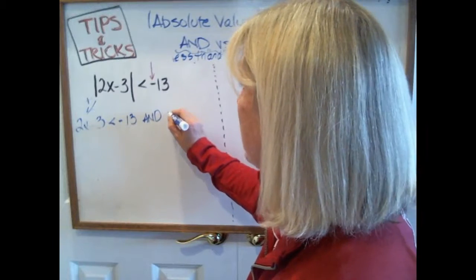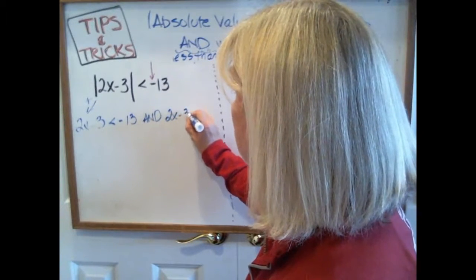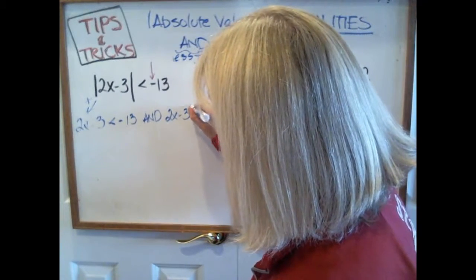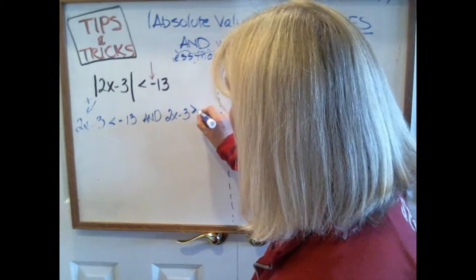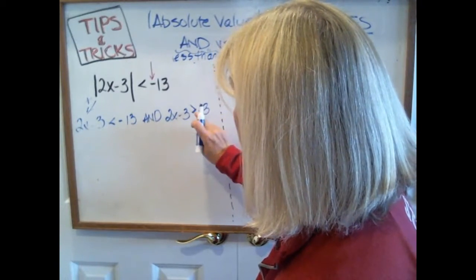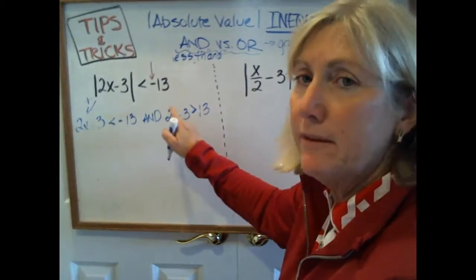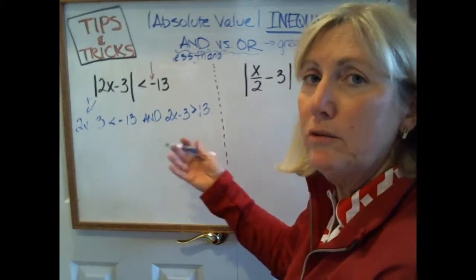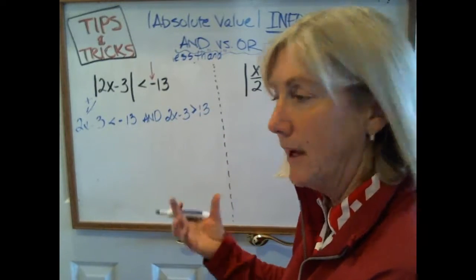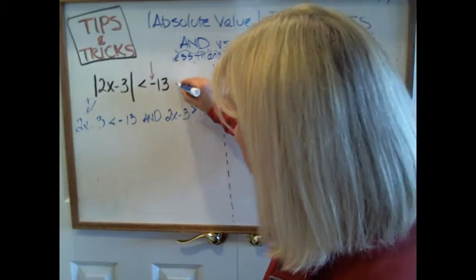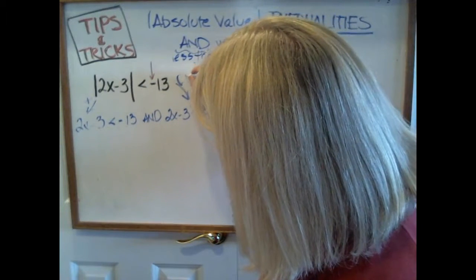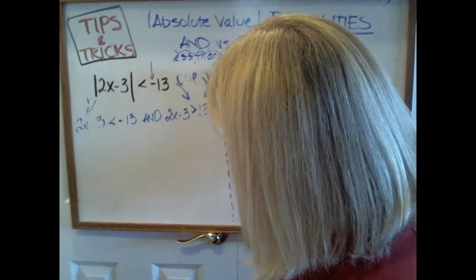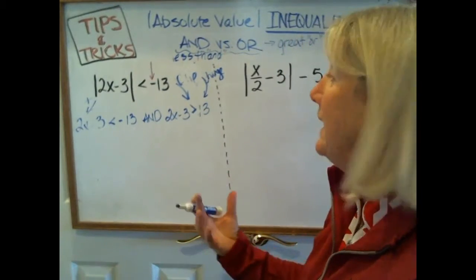Then this is where it gets tricky. We're going to say 2x minus 3 is greater than, because you have to flip the sign, and change this sign. So basically it's the opposite of 2x minus 3 is less than negative 13, but then when you change the signs and everything, you have to flip the sign. So the reminder here is you want to flip the sign and change this sign. And that's the trick with the absolute value inequalities.